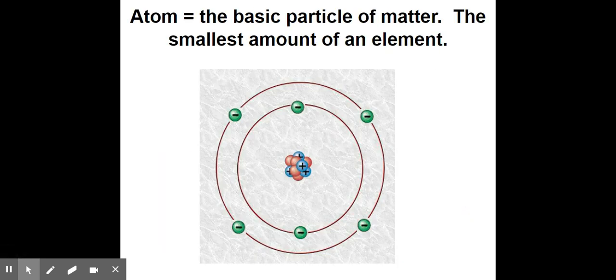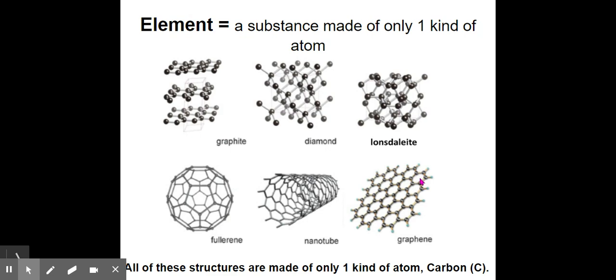An atom is the basic particle of matter. And most people have heard of atoms before, but they may not have a set idea about it. But I know that you guys went over this in 7th grade, so I'm going to go fairly fast through this, okay? So this is the smallest amount of an element, is an atom. An element is a substance, some kind of stuff, that is made out of only one kind of atom, so only one type.